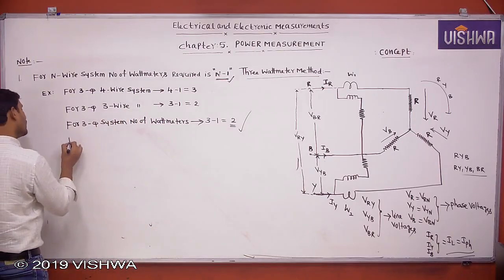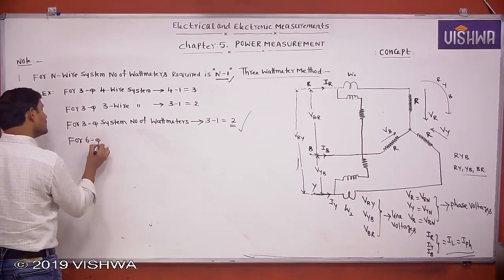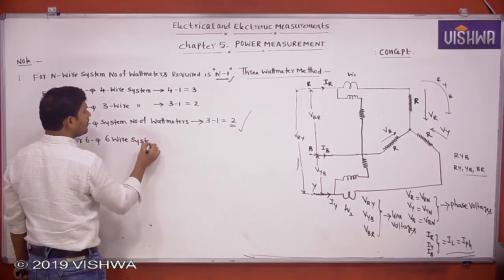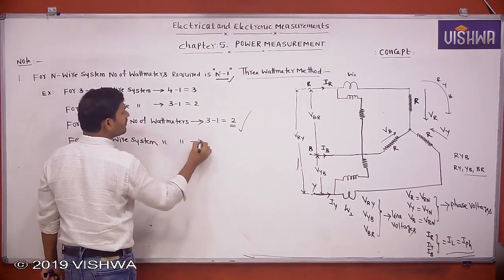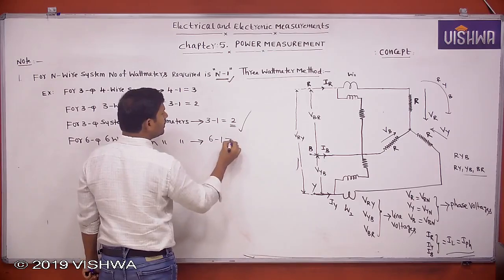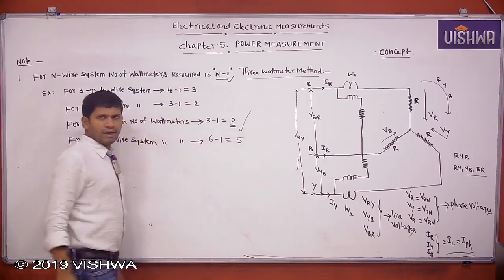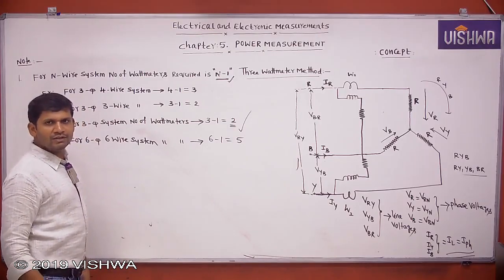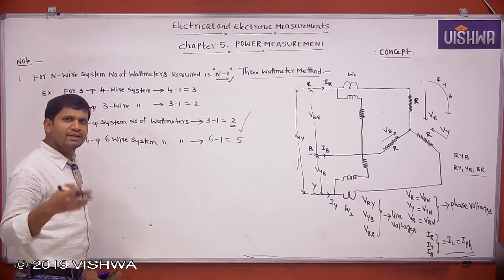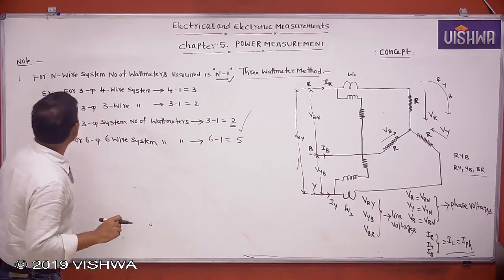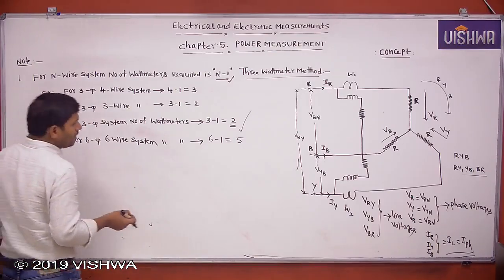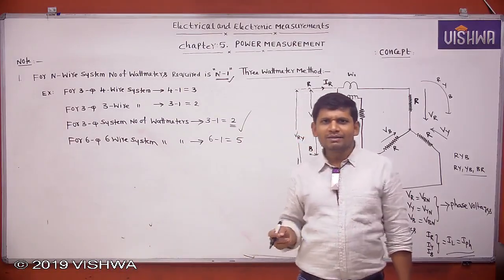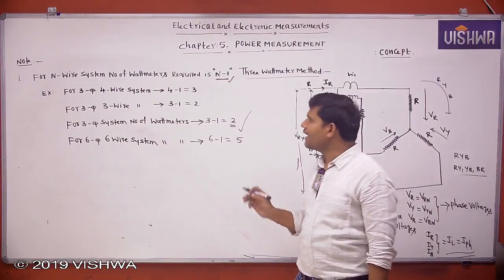For example, if a 6-phase 6-wire system is asked, the number of wattmeters equals 6 minus 1, 5. N-wire, 6 wires, 6 minus 1, 5. If wires are not mentioned and only phases are given, then you take the phases directly as wires. Then like this we can select. Here it is not mentioned whether minimum or maximum number, or balanced or unbalanced, so directly we can calculate like this.